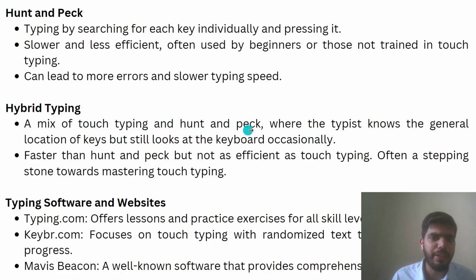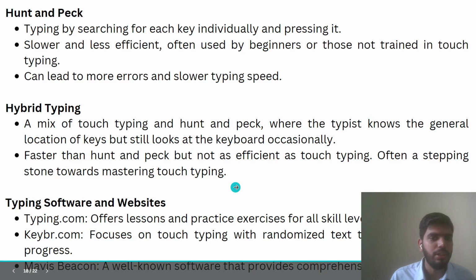Hybrid is a mix of touch typing and hunt and peck, where the typist knows the general location of keys but still looks at the keyboard occasionally. That is probably me. I look at the keyboard after 3 or 4 sentences. It is faster than hunt and peck, but not as efficient as touch typing. It is often a stepping stone towards mastering touch typing.